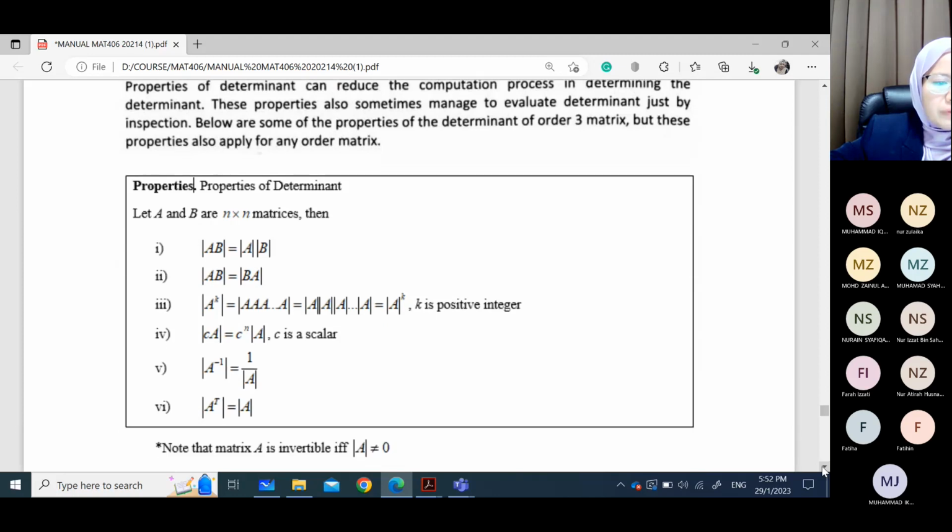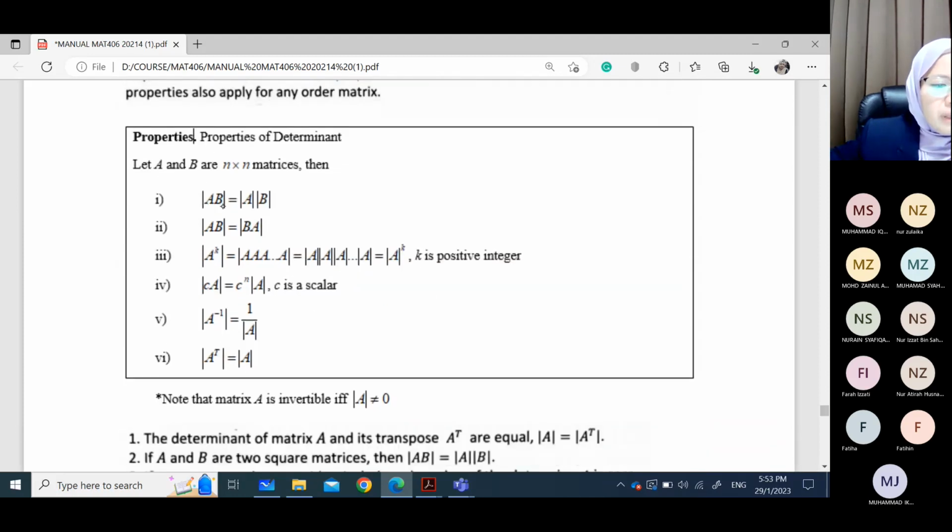Alright, so these are the properties of determinant. So determinant for AB, it is equivalent with determinant of A times determinant of B. So determinant of AB, it is equivalent with determinant of BA. Okay, sama. So A power of K, equivalent with determinant of A, the power of K, where K is a positive integer. Okay, so determinant of A inverse, it is equivalent with 1 over determinant of A. Ini adalah inverse. So determinant for A transpose, it is equivalent with determinant of A.